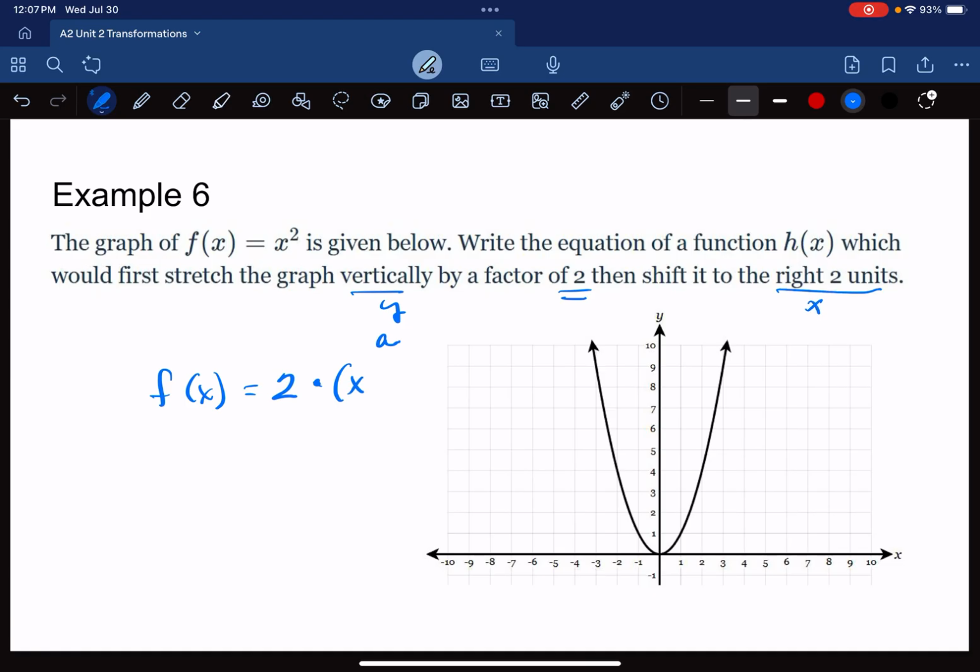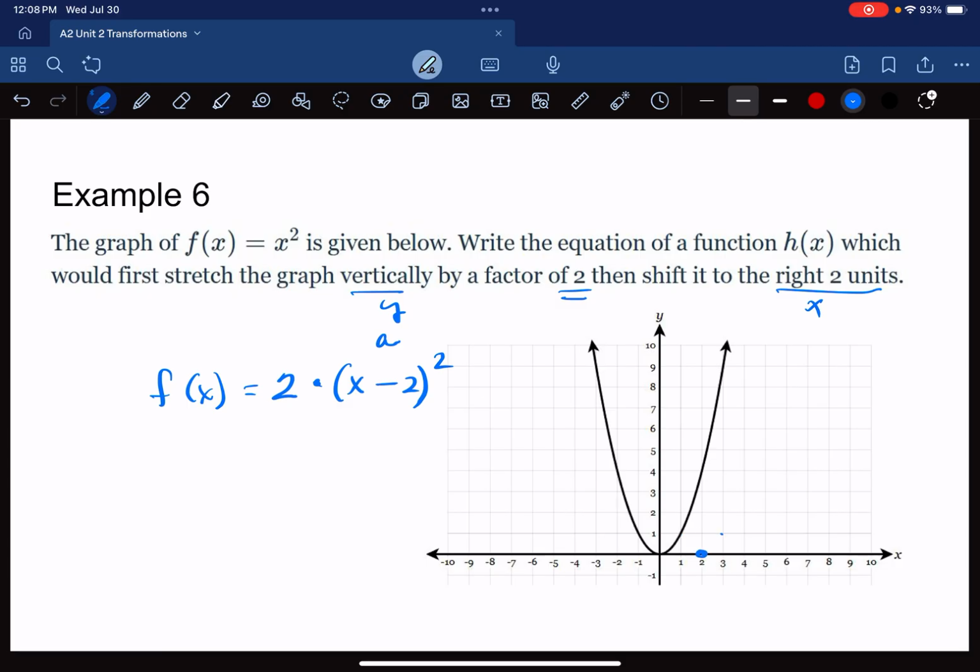Well, that's affecting x. And so I have to put parentheses so I can put my shifting value inside the parentheses with the x. Right would typically be plus, but because it's opposite with x, right becomes negative 2, and then put your square on the parenthesis. So this x minus 2 shifts the graph right 2. The opposite of minus 2 is plus 2, right? That's right 2. And then this 2 out front affects the y value, so it stretches it vertically by a factor of 2. So it looks something like this on the graph.